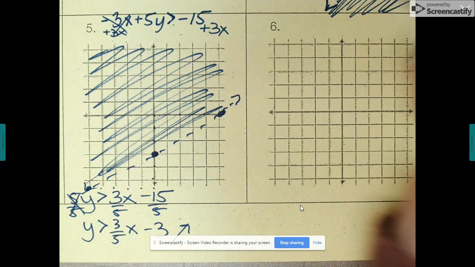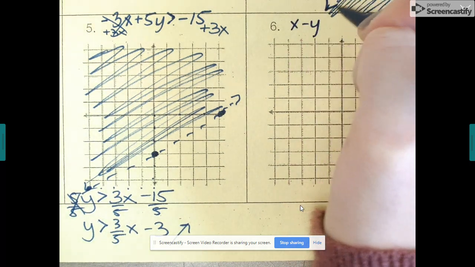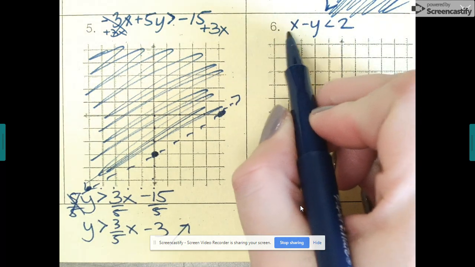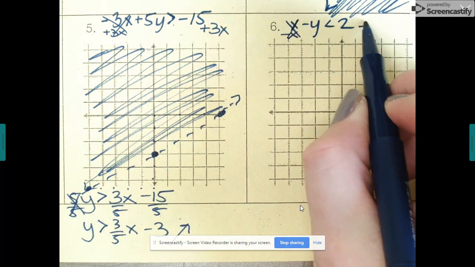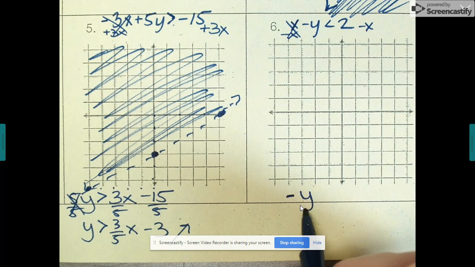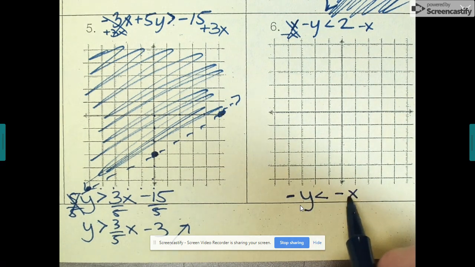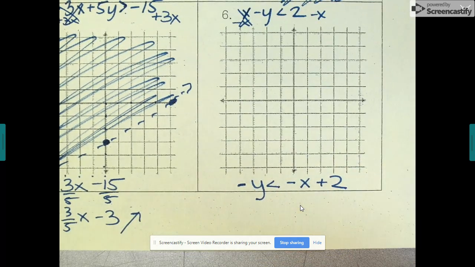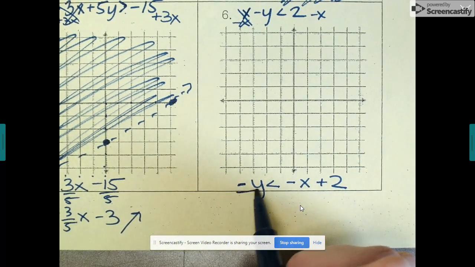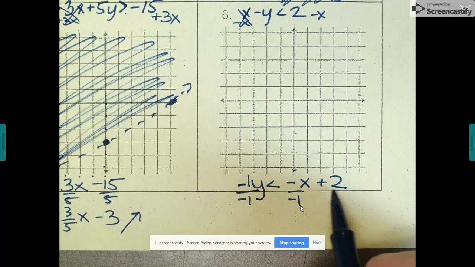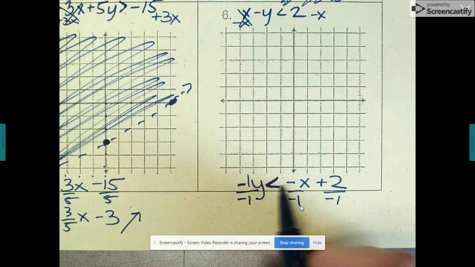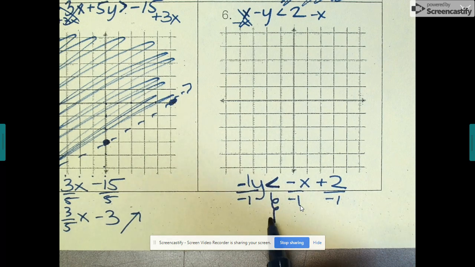All right, and the last one is x minus y is less than 2. So again, you want to solve for x or for y, so you need to subtract x on both sides. So you have a negative y is less than negative x plus 2. Now, this is what you have to think about our rules of inequalities. I have to divide each term by that negative 1. When you multiply or divide by a negative, what happens to this inequality sign? It should flip. So instead of less than, it's going to be greater than.